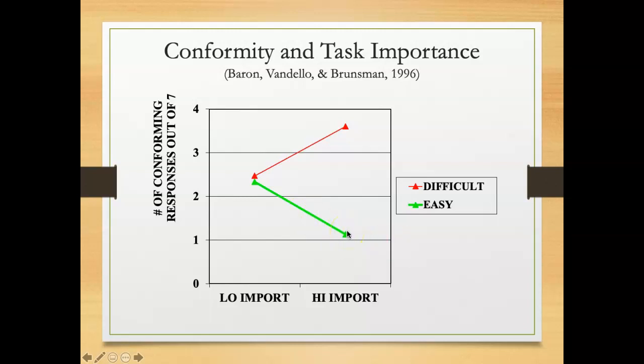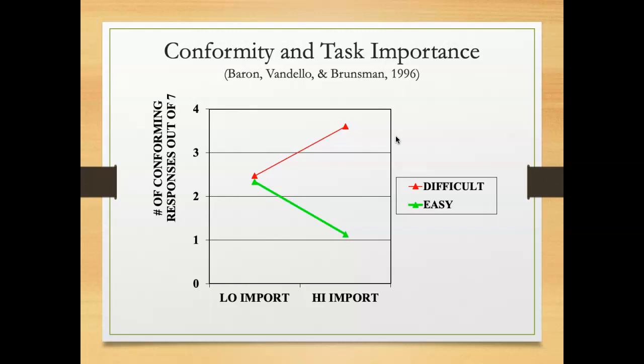The more important it is, the less you're going to rely on others to make your judgment, if it's an easy judgment. But if it's a difficult judgment, we see that making it important increases conformity. We see greater conformity, and the most conformity when it's a difficult task and a highly important decision you have to make. And that really illustrates informational social influence.